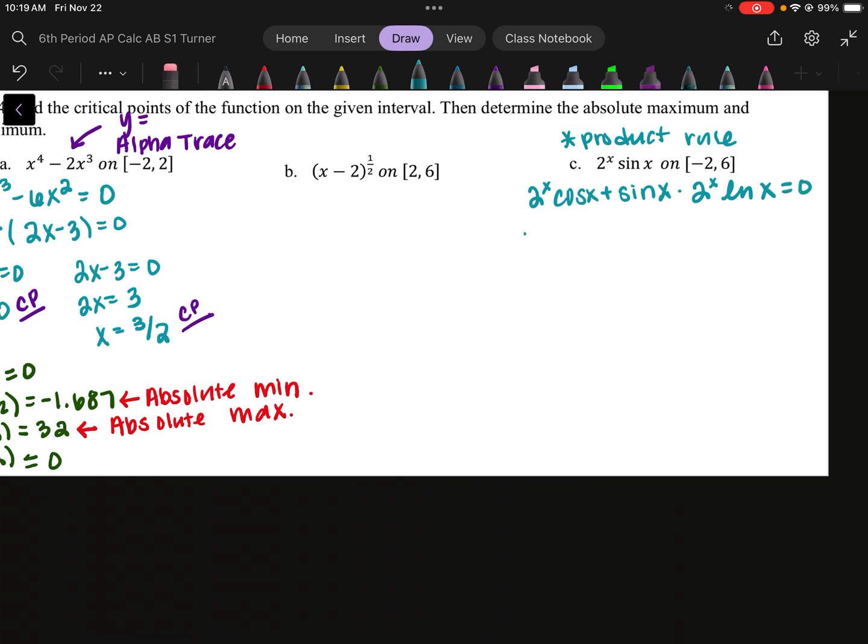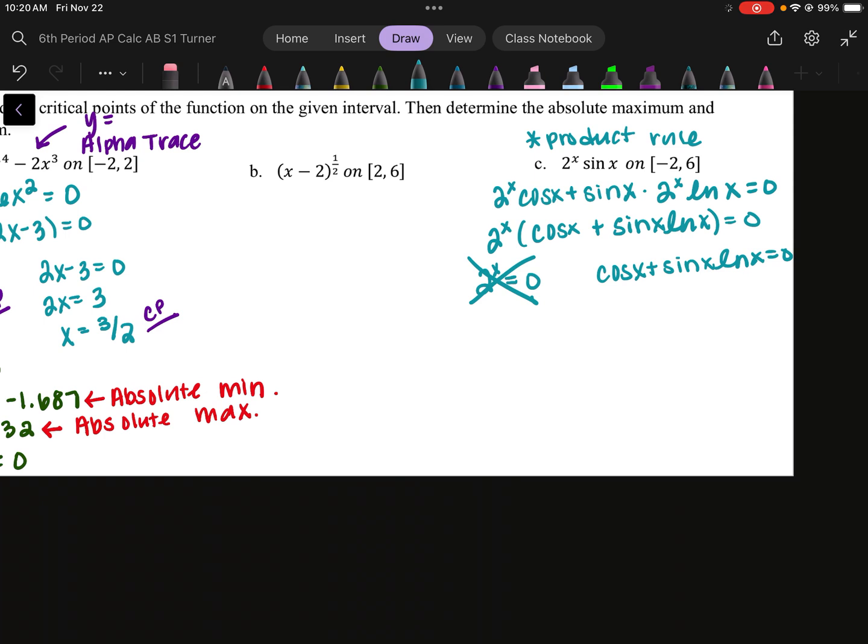I do see that they all have a 2 to the power of x in it. So personally, if I were solving this problem, I would take that out. So it looks a little less intimidating. So I would set 2 to the power of x equal to 0, and I would do cosine x plus sine x ln x equal to 0. Now, I could try to convert this: 2 to the power of x equals 0, so ln of 0 over ln 2 is equal to x, except we know that ln can't be 0. So this is actually going to provide me with no solution. So I'm glad I took it out to try to make my life easier.